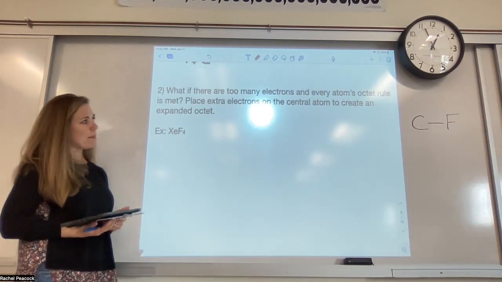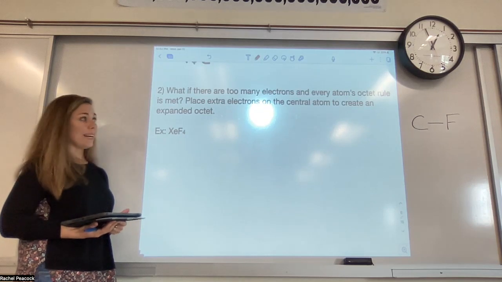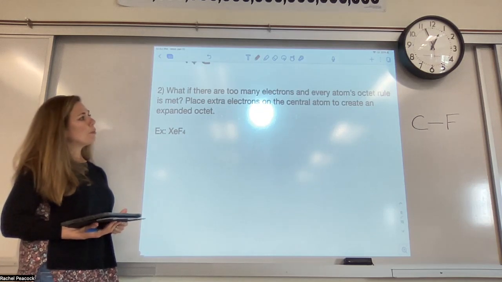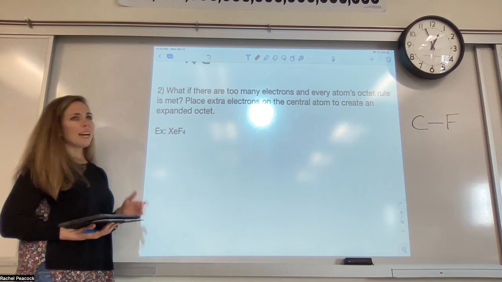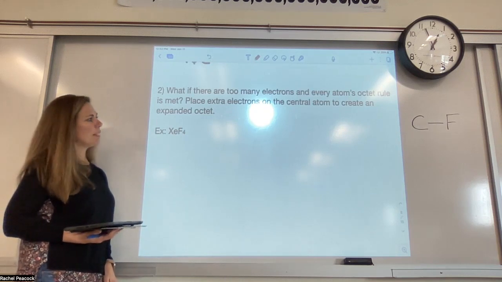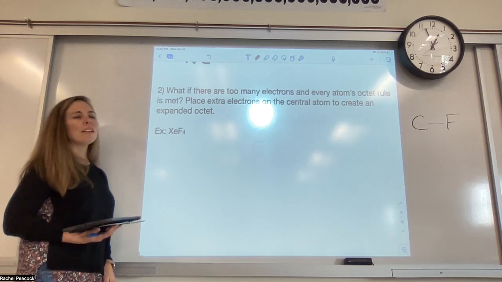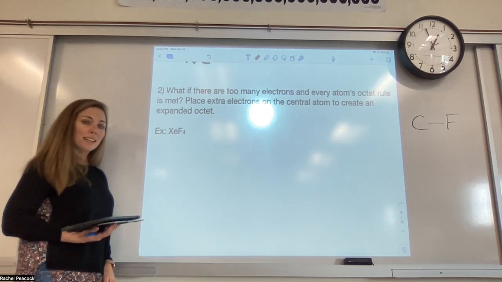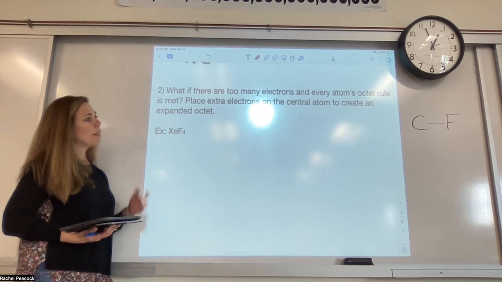Another situation could pop up. What if there are too many, okay? What if there's too many and everyone's octet rule is met, but we still have electrons left over? What do we do? Well, you have to create what's called an expanded octet on the central atom.